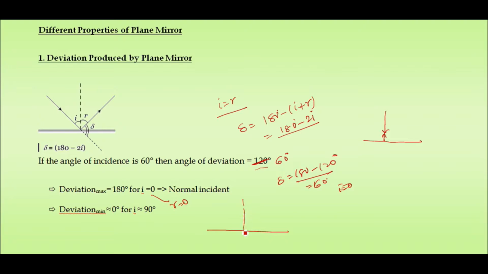Suppose that this is the surface, and if the light ray hits it making an angle approximately equal to 90 degree, then it will be reflected back in almost the same direction, and in this case we observe the minimum deviation, that is almost equal to 0 degree. So here we have learned the formula of deviation. Delta is equal to 180 degree minus 2I, and the maximum deviation for normal incident is equal to 180 degree. The minimum deviation is 0 degree for I equal to 90 degree.